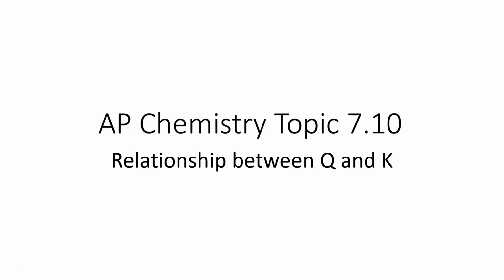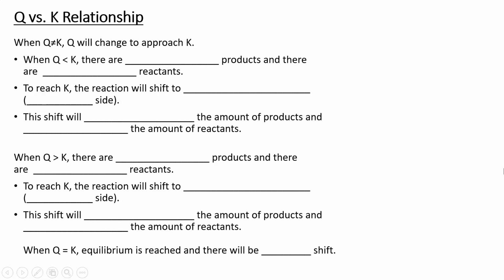We're talking today about the relationship between Q and K, or reaction quotient, and the equilibrium constant. This is kind of an introduction to something we call Le Chatelier's principle, and we'll get into that a little bit more later, but we just want to talk about the relationship between Q and K. To start out, when Q does not equal K, Q is going to change to approach K. It's going to try to become equal to K. Q, so to speak, wants to be equal to K.